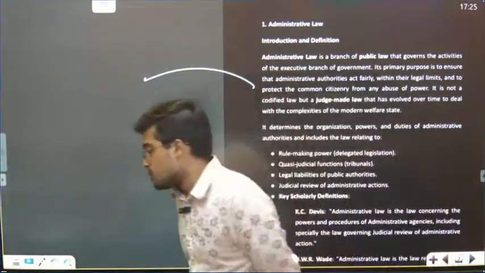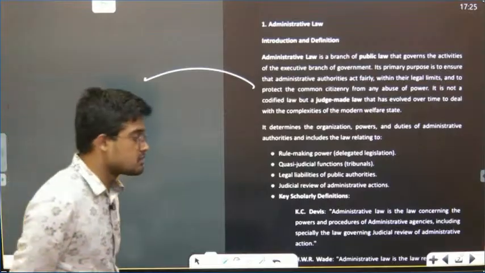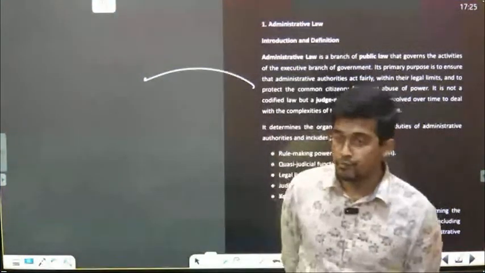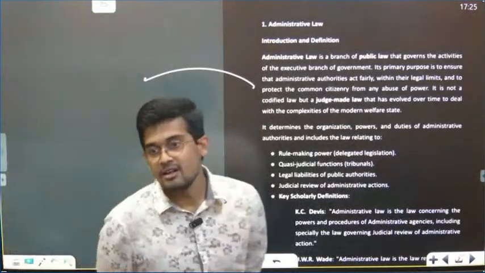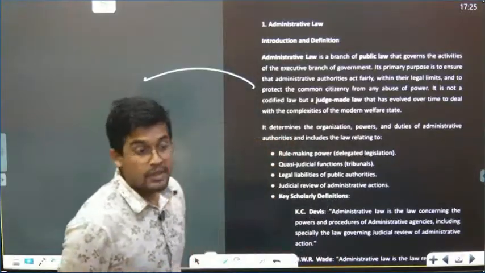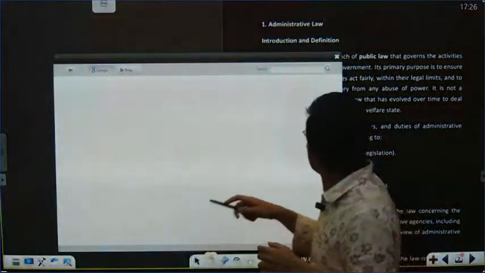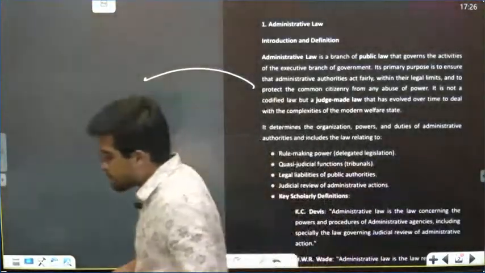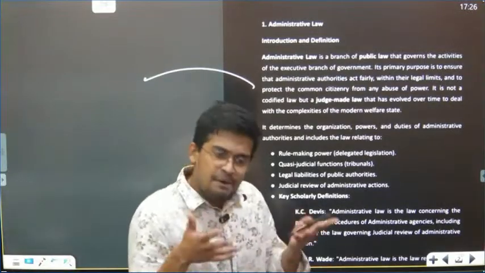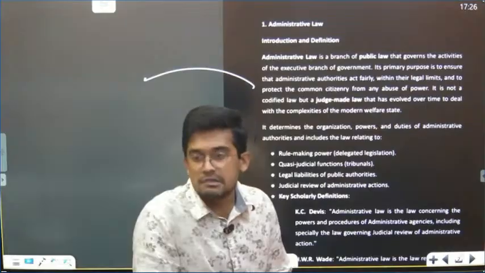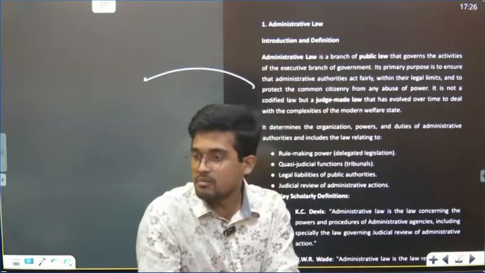Judge-made law that has evolved over time to deal with the complexities of the modern welfare state. Why is administration given so much power? Why do they have so many functions within them? They're line agencies to carry out what? Policy, welfare functions, right? Whenever we studied the welfare state, it was very bloated in nature. A lot of powers, authority and functions were within the state. Now, state is such a huge entity. How do you regulate the state? Through this mechanism, administrative law.